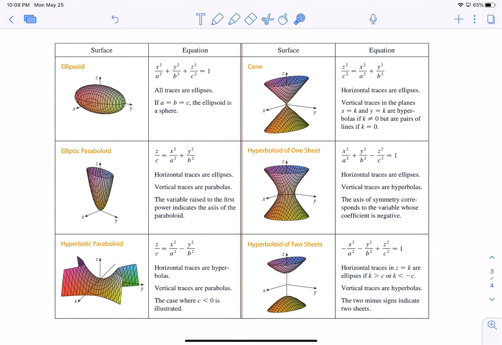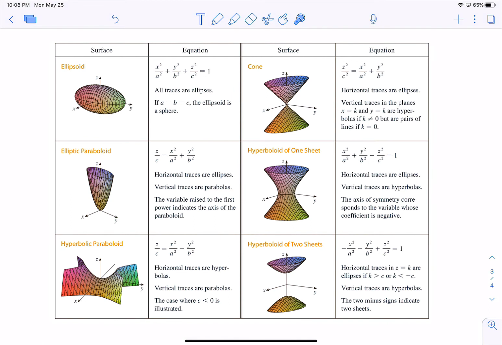Here we see an equation of a cone, and its characteristic is that it's got z squared on one side and x squared plus y squared on the other side. We have the idea of an elliptic paraboloid where we have z on one side and x squared plus y squared on the other side. Notice z is not squared.